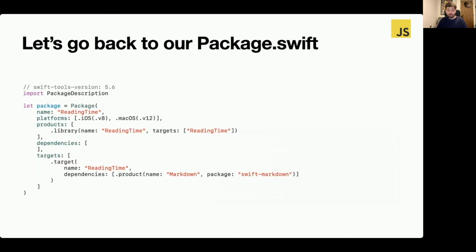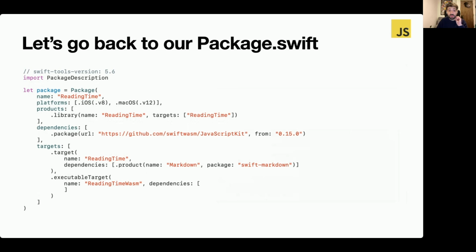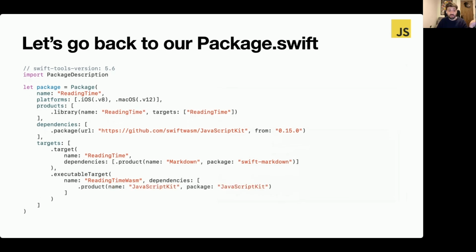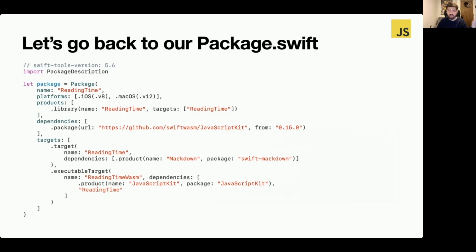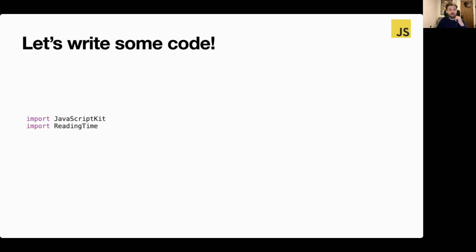So back to our Package.swift, we create an executable. Again, this is a monorepo, so we just create an executable target called ReadingTimeWasm. We bring in a dependency called JavaScriptKit, and we state that JavaScriptKit is a dependency of ReadingTimeWasm. We import our original library, the one we wrote at the beginning, and then we define it as an executable product, so that Carton can generate a bundle from it and a wasm file.